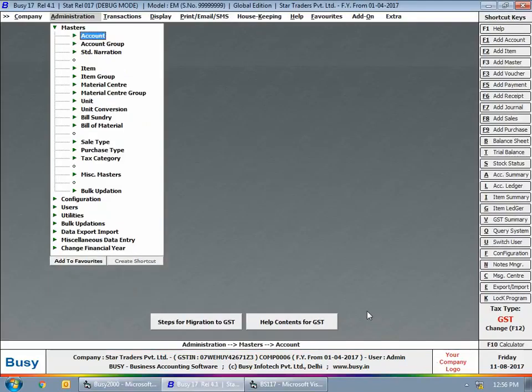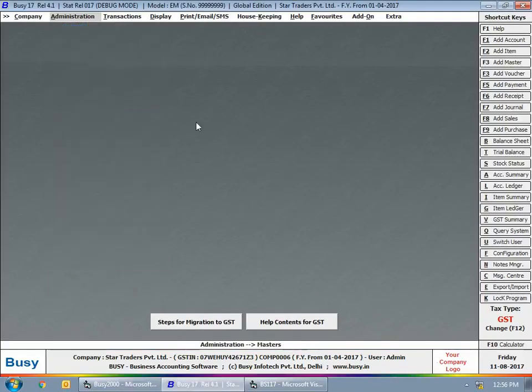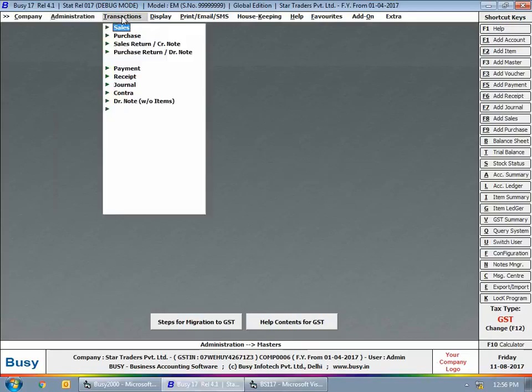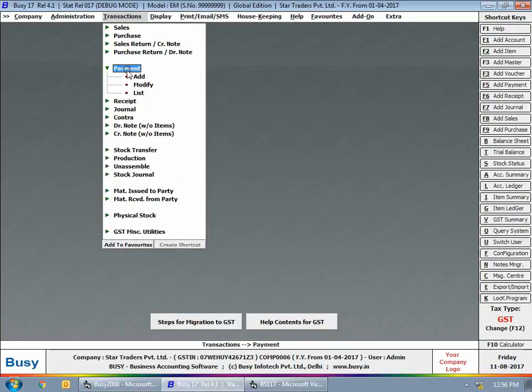Till now we are done with the account creation. Now we will see how we can use these accounts in various vouchers. We will now enter payment, journal or purchase vouchers for the expenses made. Here, first we will enter a payment voucher for the various expenses we have made. We'll go to transactions, payment, add option.